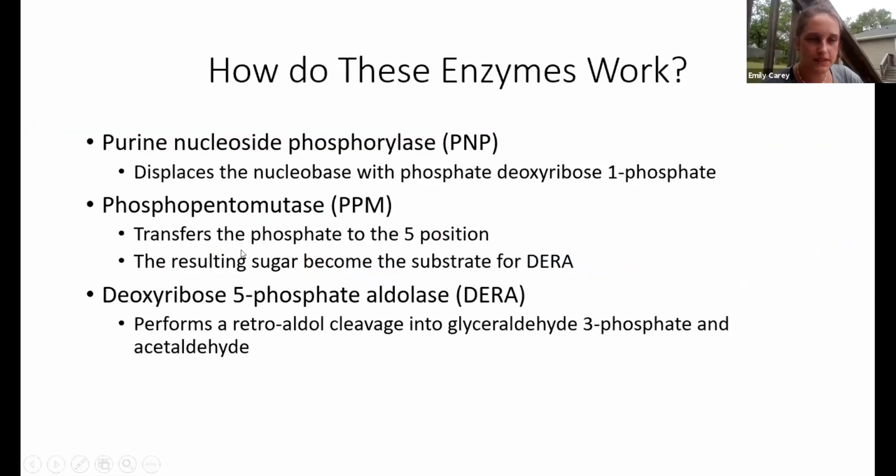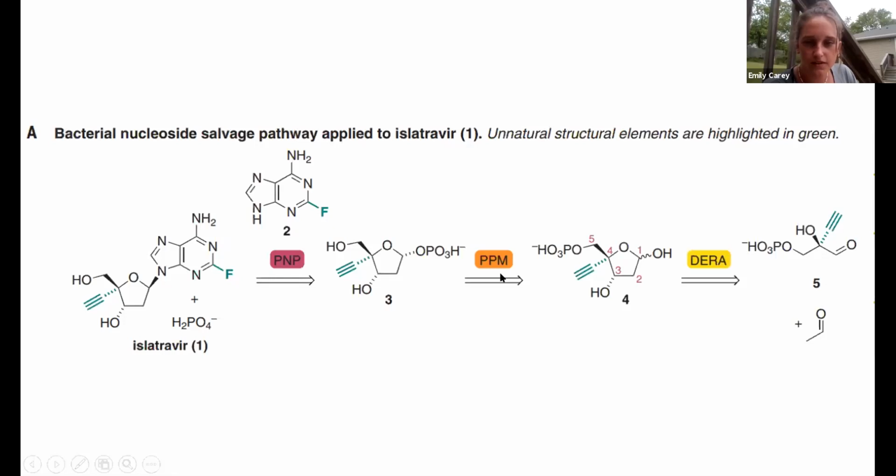So PPM, that's the phosphopentomutase. That's going to transfer the phosphate group to the 5 position. So that's putting the phosphate here. This is the 5 position on the molecule. Right. Yeah, so again, it's confusing because they're describing the reverse reaction than what they want. So the 5 position is where it is in 4, and they want to move it to the 1 position.